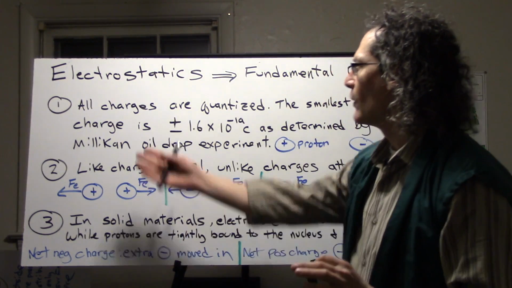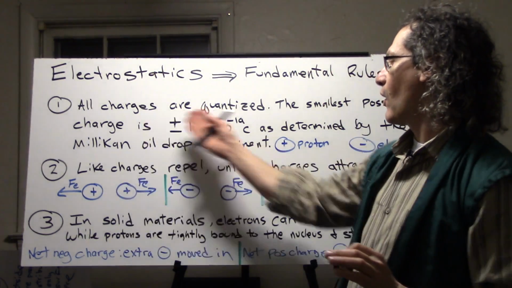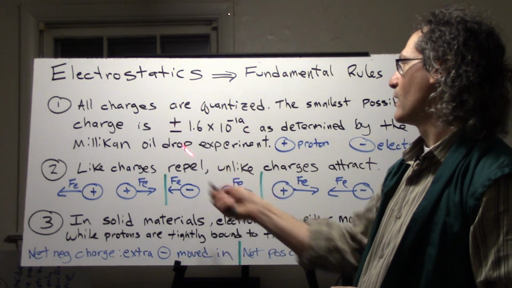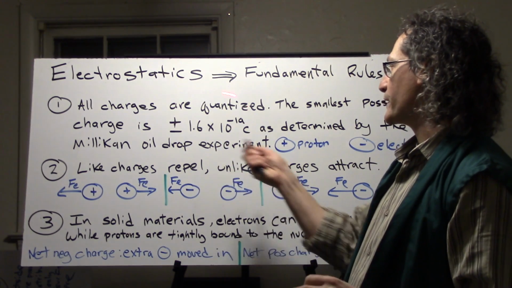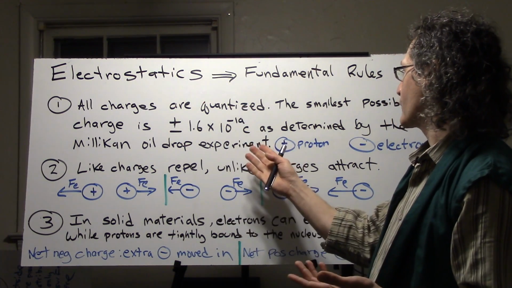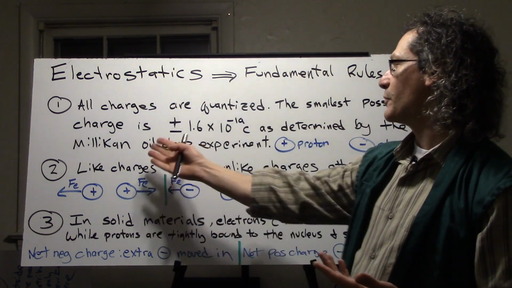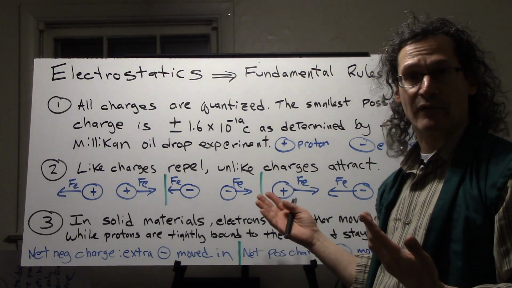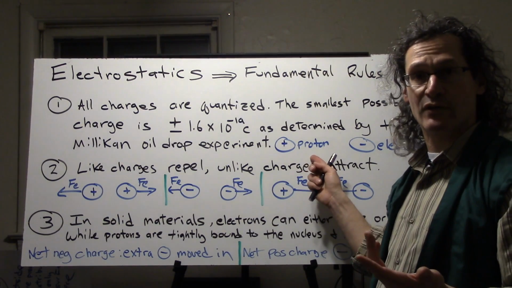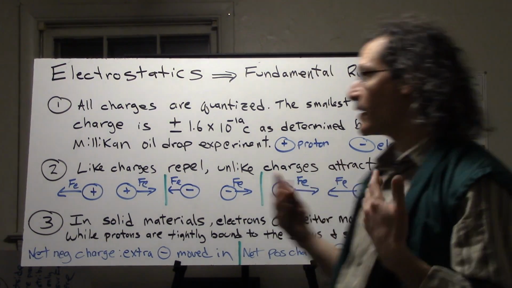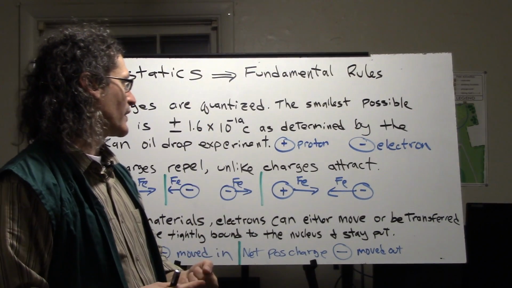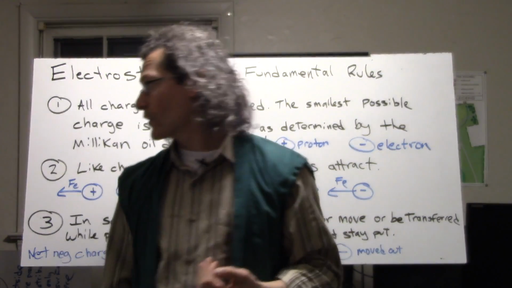So, another thing we touched upon was that all charges are quantized, and the smallest possible charge is plus or minus 1.6 times 10 to the negative 19th coulombs. This was determined by the Millikan oil drop experiment. And the charges that we're talking about, of course, are protons with a positive charge, electrons with a negative charge, and they both have this same value of 1.6 times 10 to the negative 19th coulombs per particle.